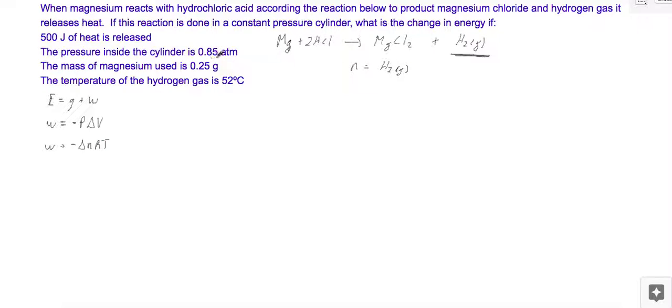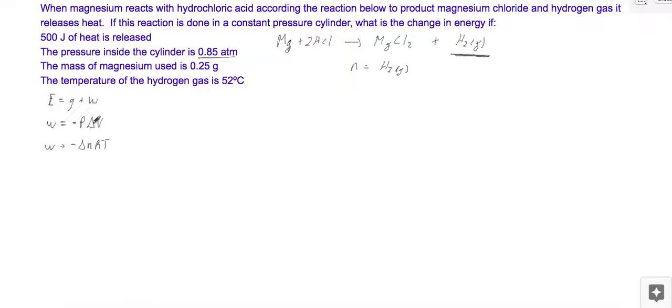And we are given a pressure here, which is important to note. It's at constant pressure, so that is important as well. And why it's important is it makes this a true statement. And so we can plug in either one of these equations, the negative pressure times change in volume in for work, or the change in number of moles times R and T.